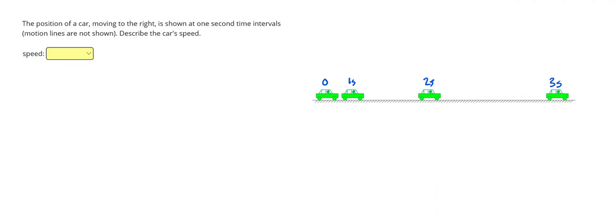So the car, speed is how far you travel each second. So in the first second, traveled that far. In the next second, we traveled that far. And in the next second, we traveled that far. All right, so I see that those distances are getting larger. That means the speed was increasing.